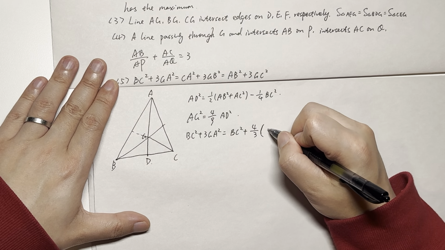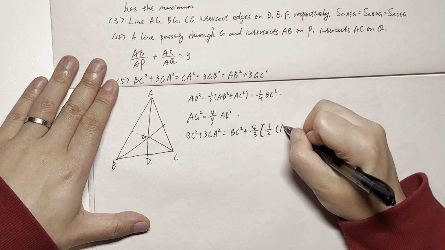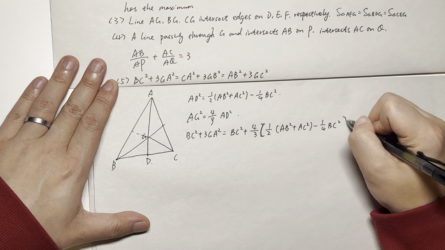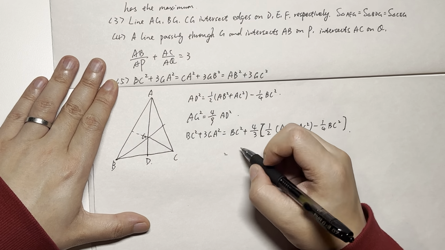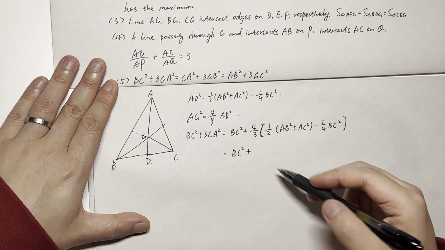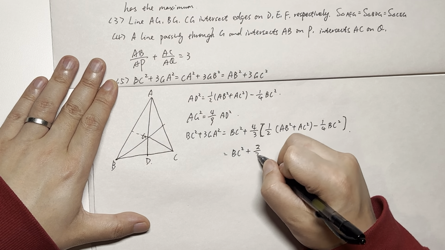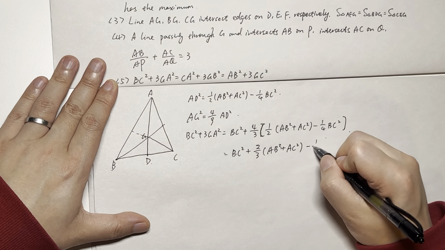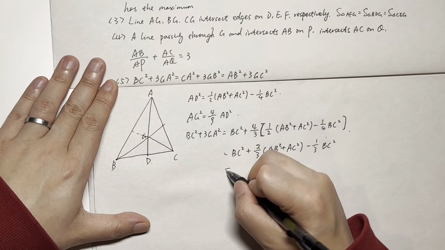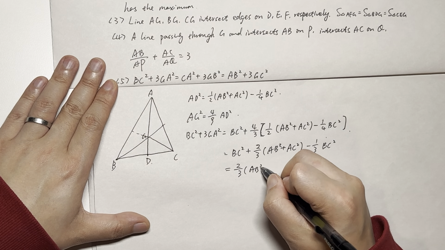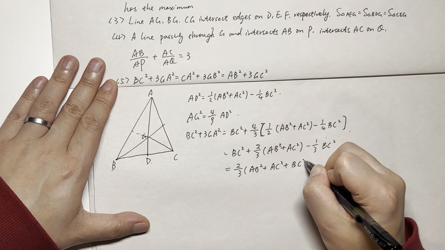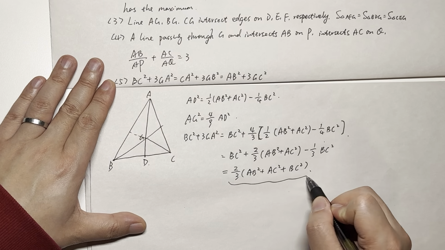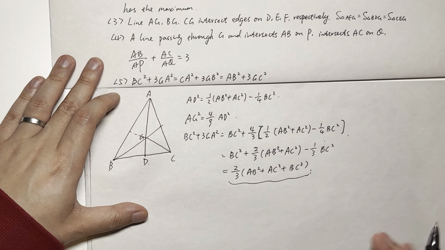AD squared is 1 by 2 AB squared plus AC squared minus 1 by 4 BC squared, right? And it equals BC squared plus 2 by 3 AB squared plus AC squared minus 1/3 of BC squared, which equals 2 by 3 AB squared plus AC squared plus BC squared. Similarly, for CA squared plus 3GB squared, we can still get this one. We can see this is symmetrical, right?